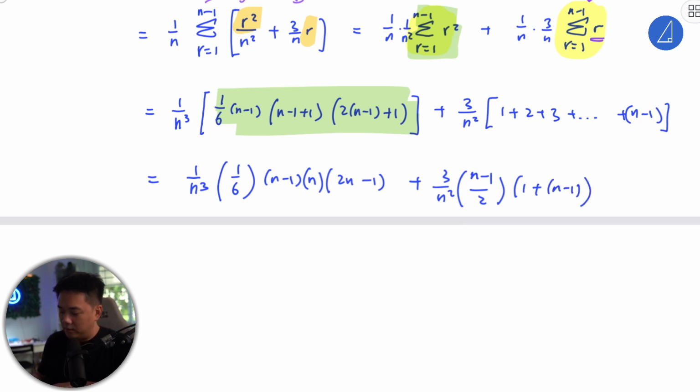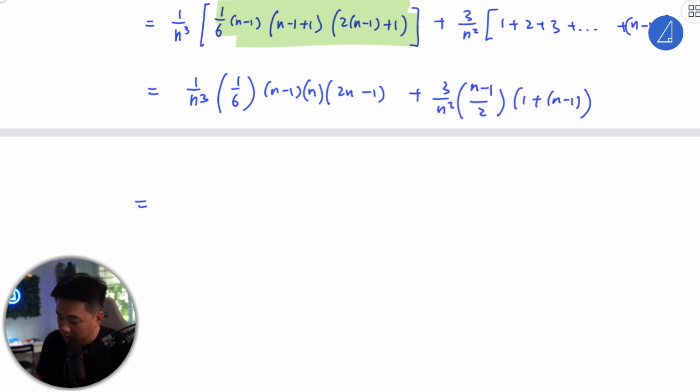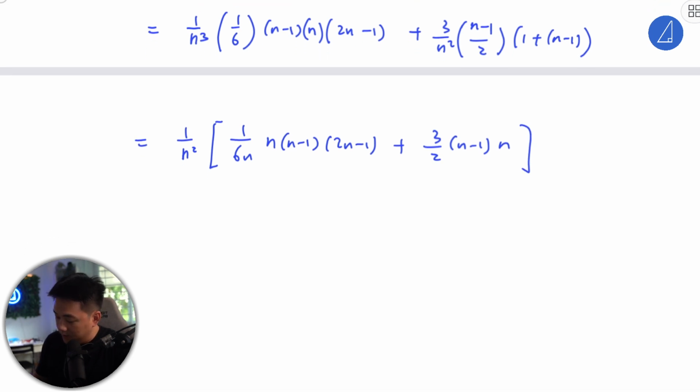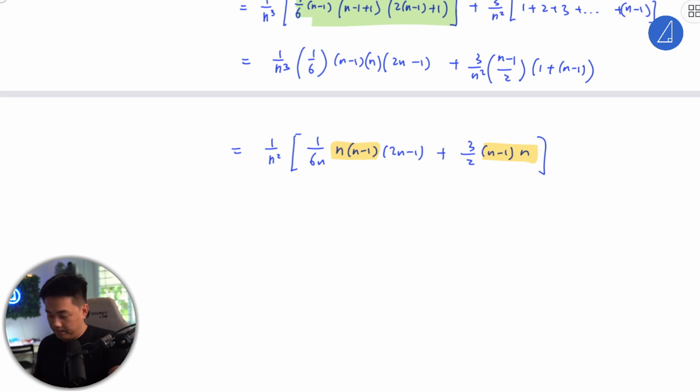Then you try to factorize everything. So I'm going to factorize n squared out first, 1 over n squared. Then left with 1 over 6n, n minus 1, 2n minus 1, then plus 3 over 2, n minus 1, n. So what I can do is factorize the n minus 1 out. You see the formula given, there's n and n minus 1 there. Actually, I could cancel the n here, so just cancel this n out.